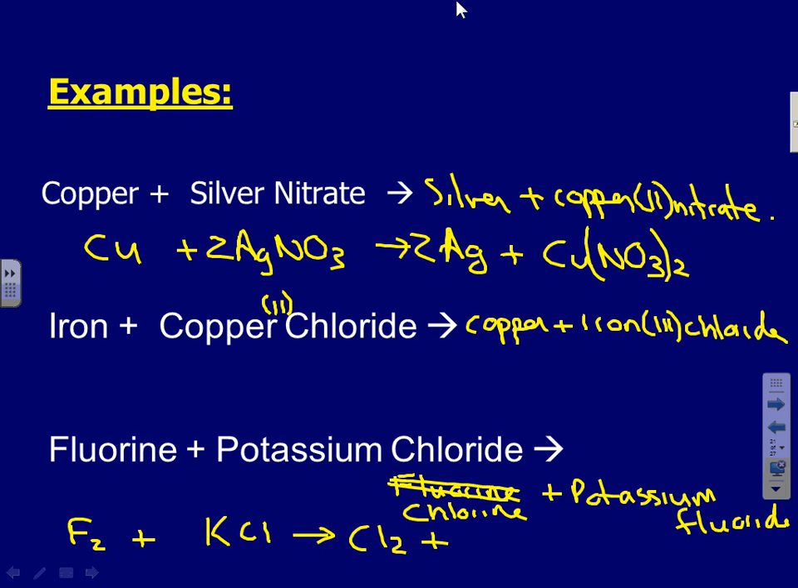Bailey, what do you think? Potassium fluoride. Formula? Okay, F. Potassium has a charge of 1, right? Fluoride has a charge of 1. We don't need the 2. Now we have to balance it. The potassium, which one? Fluoride. You want a 2 here? 2 in front of the potassium chloride. Good job. Good work.